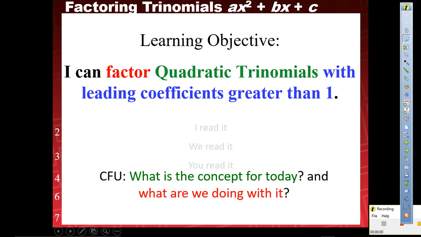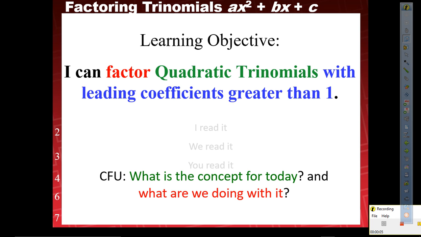Our objective for today: I can factor quadratic trinomials with leading coefficients greater than 1. Let's read together. 1, 2, 3. I can factor quadratic trinomials with leading coefficients greater than 1. So, what concept are we still on?